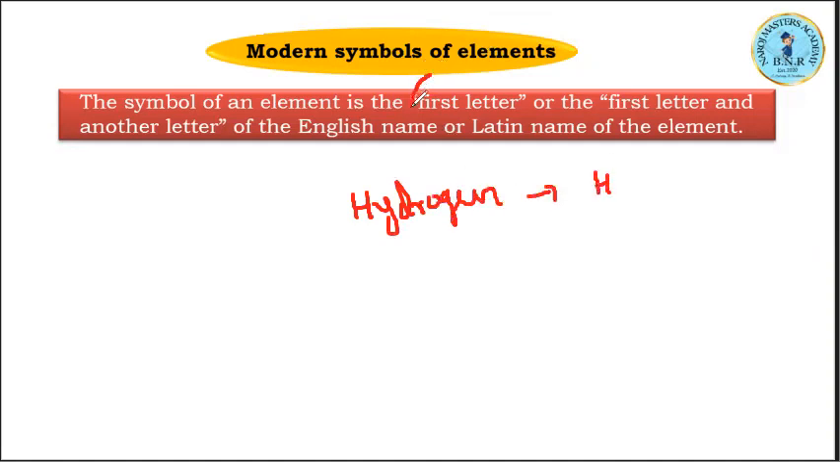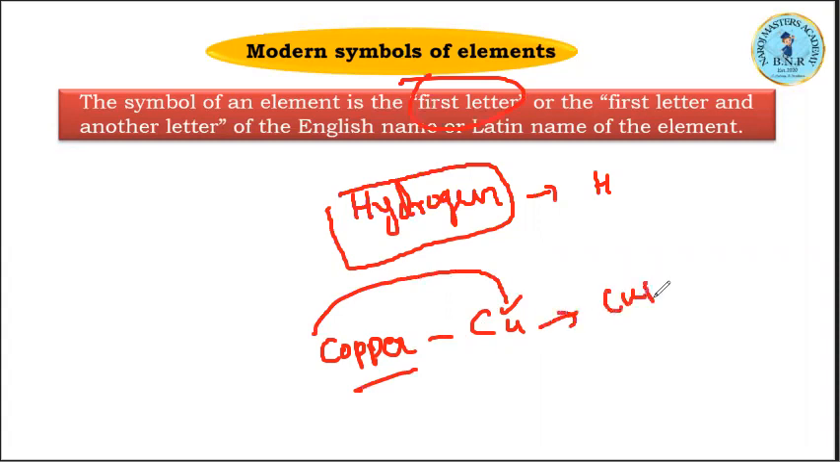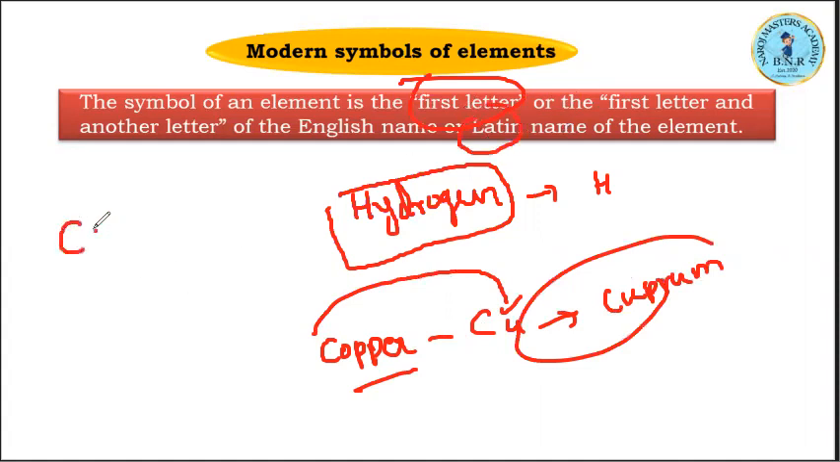So what can we conclude from that? First letter of the element. What is the first letter of hydrogen? H. Or first letter and another letter. For example, copper: Cu. First letter along with another letter. U is not there. The name of copper, we call it cuprum, from the Latin name.